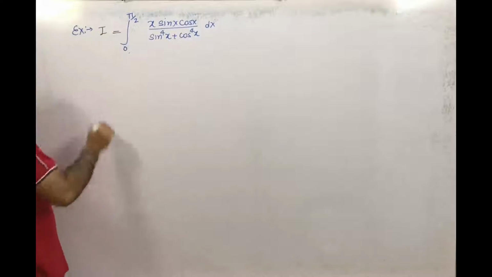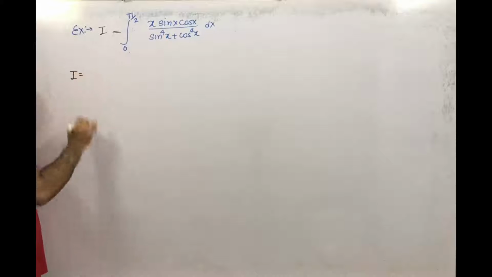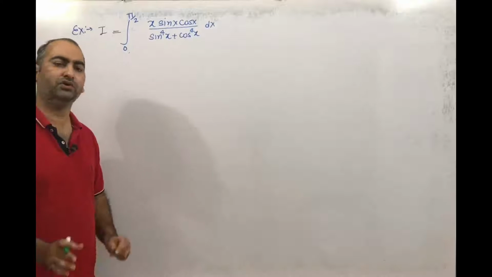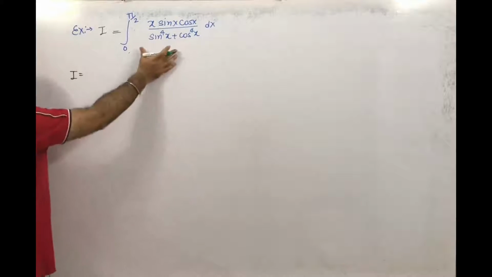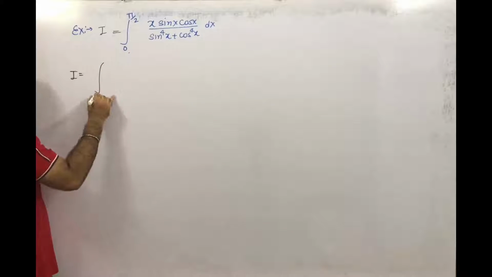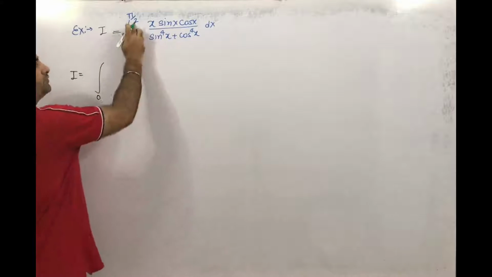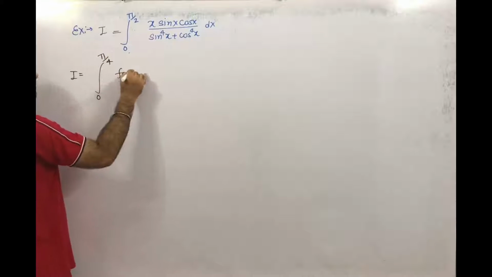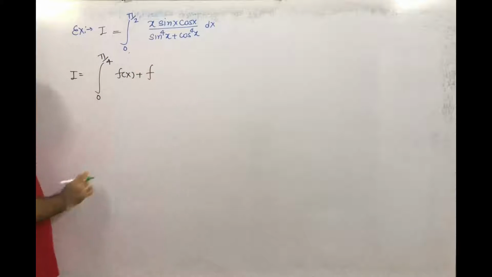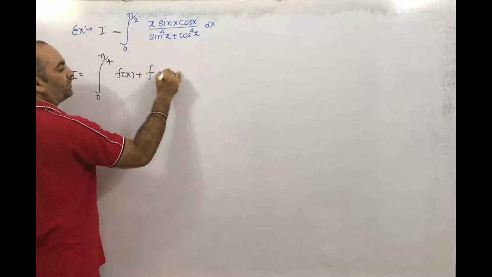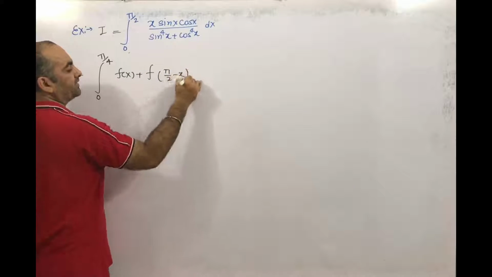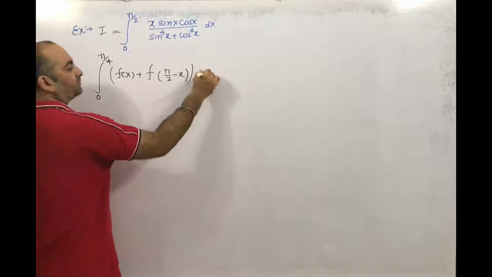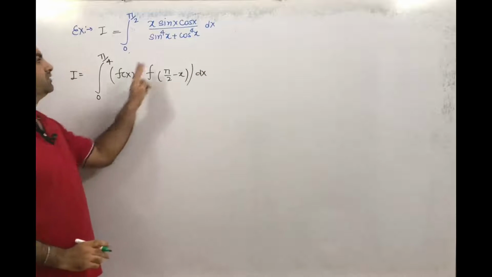So I equals, here we are using property number 5. According to property number 5, this integration we can resolve. The lower limit is 0, the upper limit is half of this one, so it becomes pi by 4, f(x) plus f of the upper limit pi by 2 minus x dx. This will come.